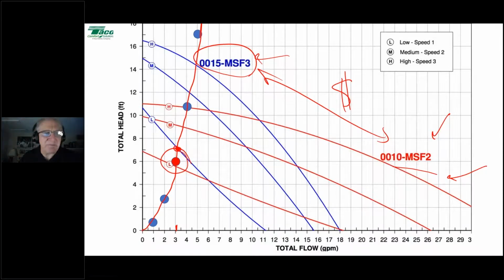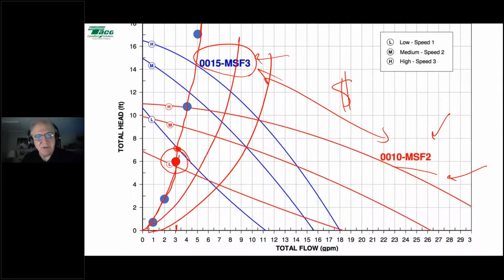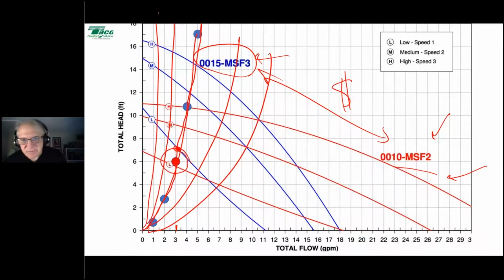And I'm gonna make up a zone valve system. With a zone valve system, you're gonna have a bunch of system curves. You're going to have one system curve for every possible combination of zones that are calling at any given point in time.